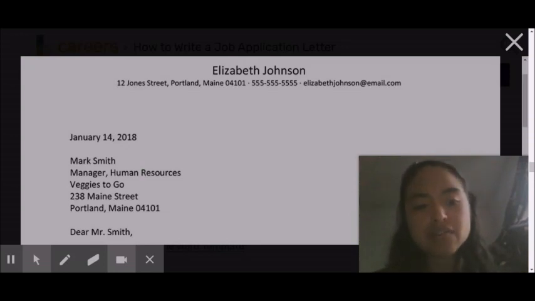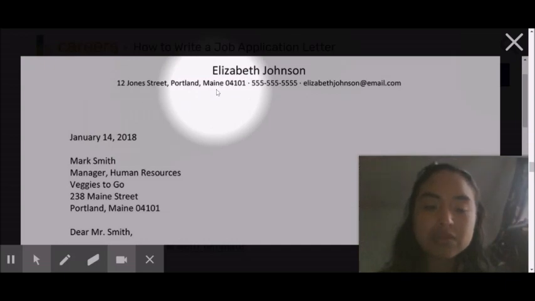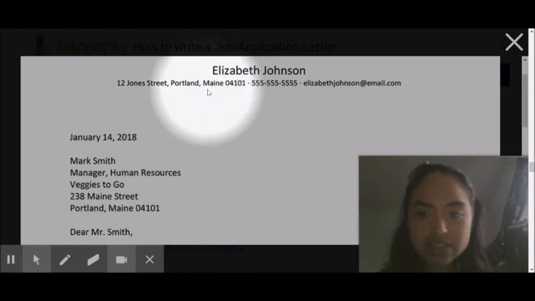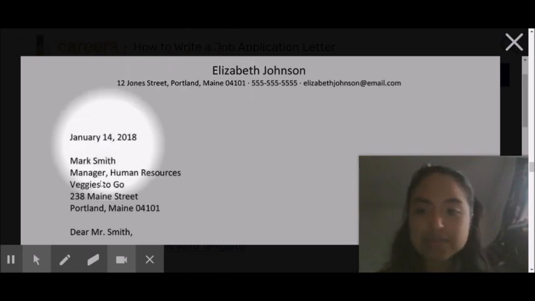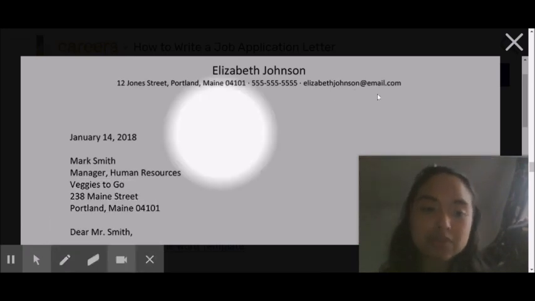So let's start off with an application letter for today's lesson. Here I found an example I wish to quickly run over with you. Here is the name of the writer, her address, the date, the person who the letter is addressing, as well as the address. And at the bottom, you can see the first line, which is a greeting. It's a formal greeting, so it means this is a formal letter.